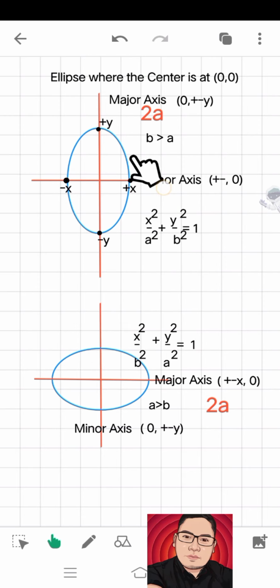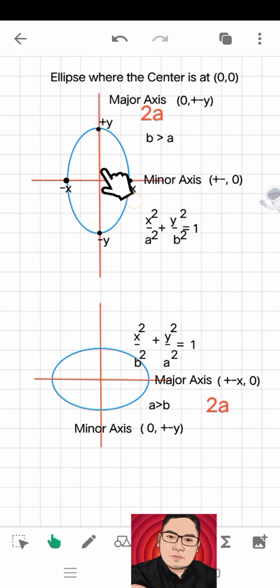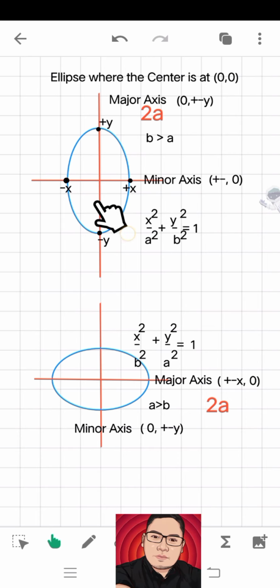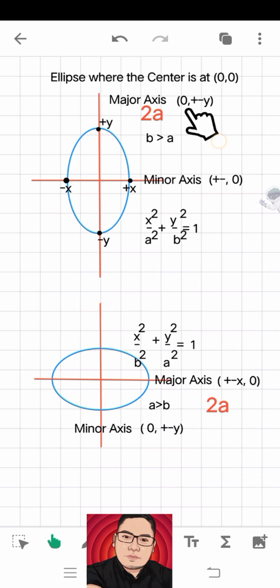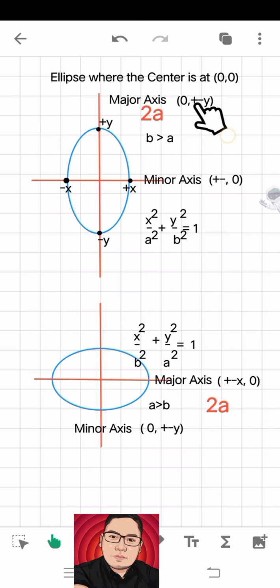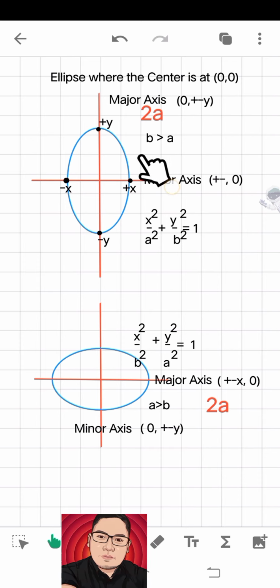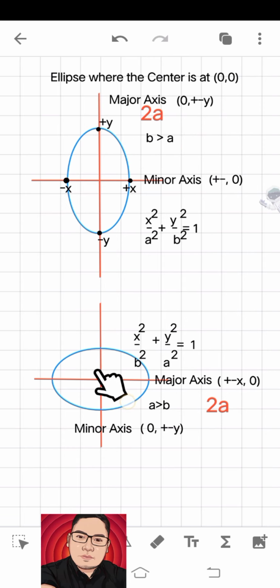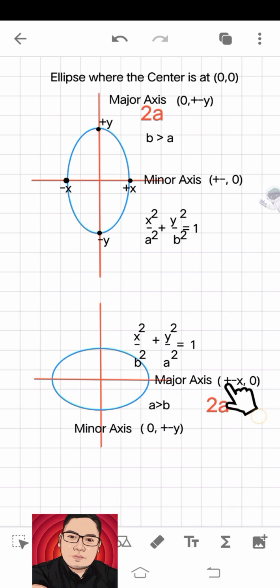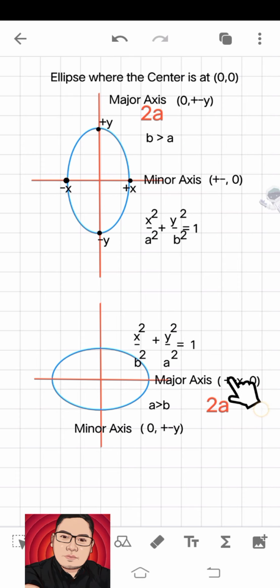And what is the major axis? Major axis is the longest distance between the two vertices. Well, here in this graph, our major axis is determined by the ordered pairs of 0 and positive negative y. And always remember that our major axis is equal to 2a. While here, our major axis is determined by the major vertices, which is positive and negative x and 0.